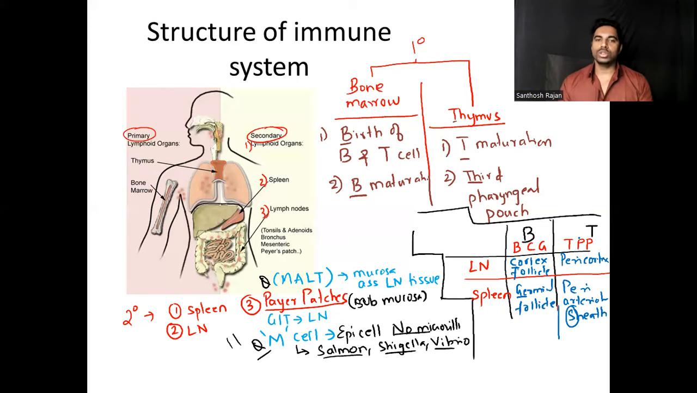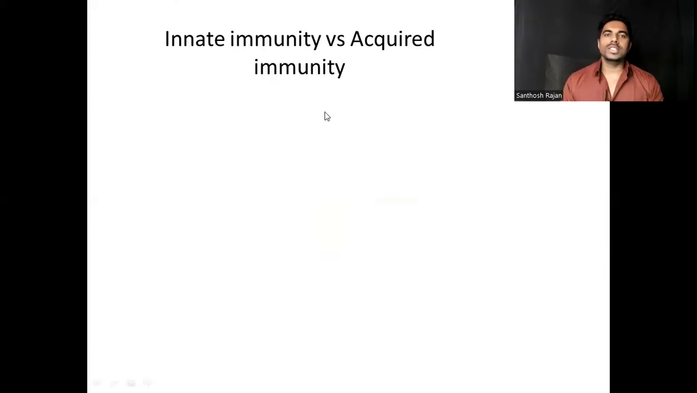Very, very simple. So you can expect questions on anything. They can ask about T-cell maturation or pharyngeal pouch, many times asked in anatomy. And here also, on lymph node location basis, there were a lot of questions asked in previous NEET PG exams. So BCG, TPP, very simple, structure of the immune system is over, finished. There cannot be any other questions apart from this. Now we go to the next topic, innate and acquired immunity. We're going to classify it. On one side I'm going to write innate, and on the other side acquired.